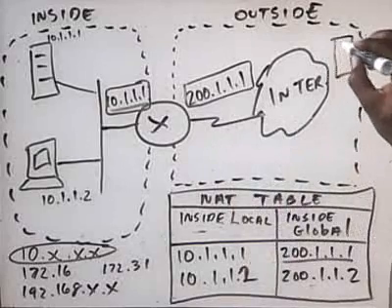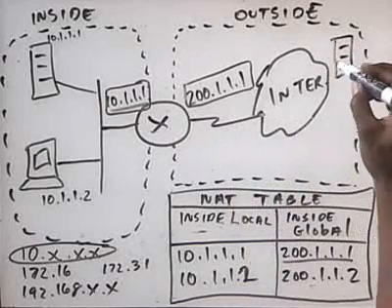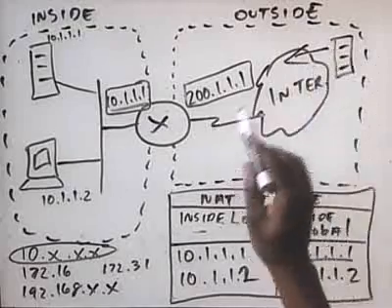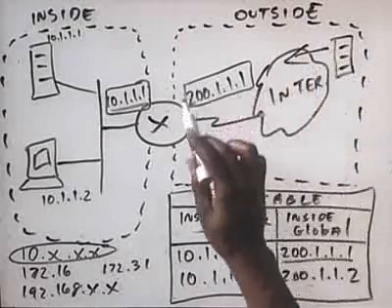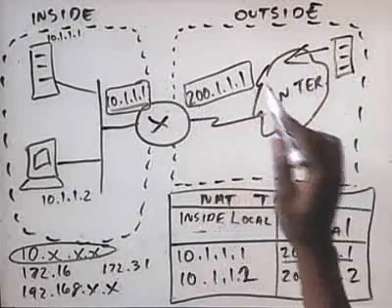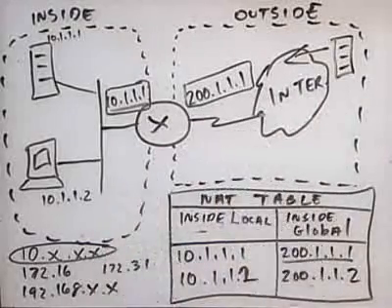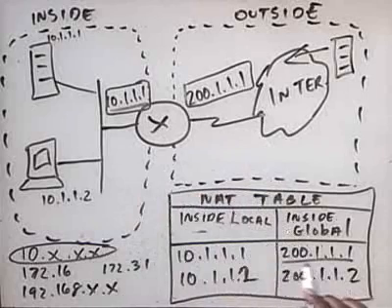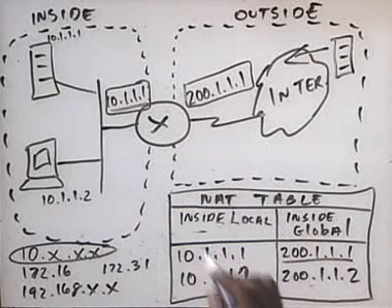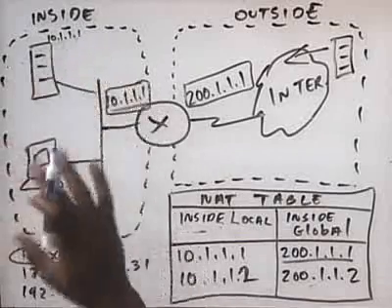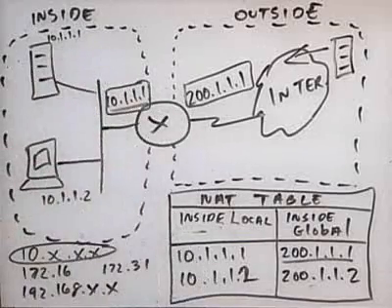When the device out on the internet sends back a reply, the destination field will contain this 200.1.1.1 address, and that 200.1.1.1 address will be seen by the router and compared to the NAT table once again and translated back to 10.1.1.1 for local usage inside our network. So that's the basics of NAT operation.